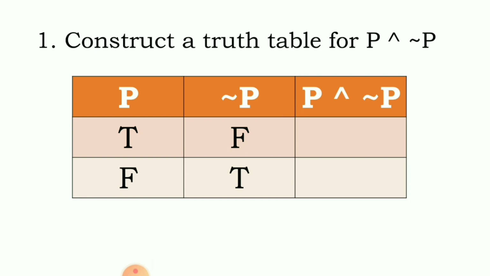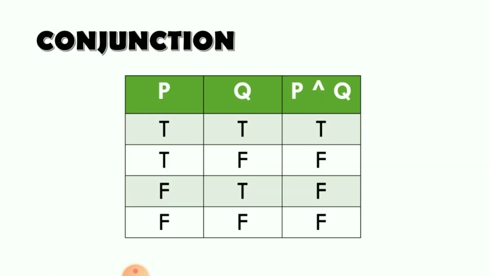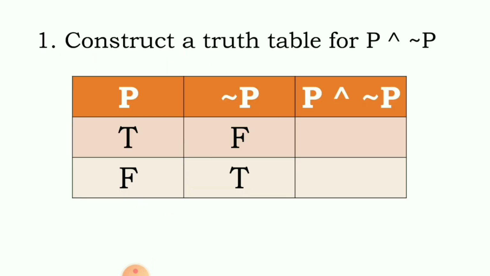Next is to get P and negation of P. In here, we'll be needing the concept under the conjunction. Under conjunction, it will be true if both the propositions are true. Otherwise, it will be false. So if P is true and negation of P is false, then P and negation of P is false. If P is false and negation of P is true, then that will be false.